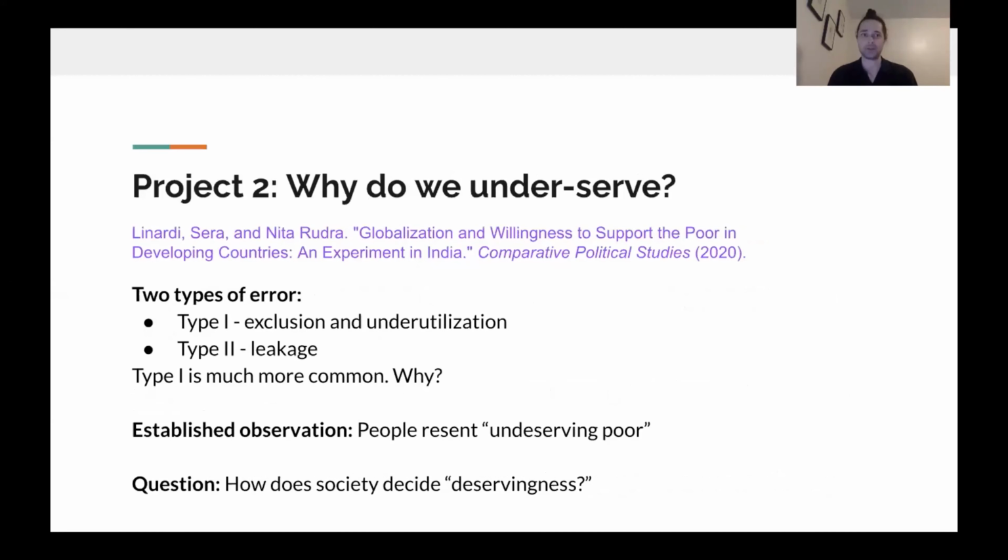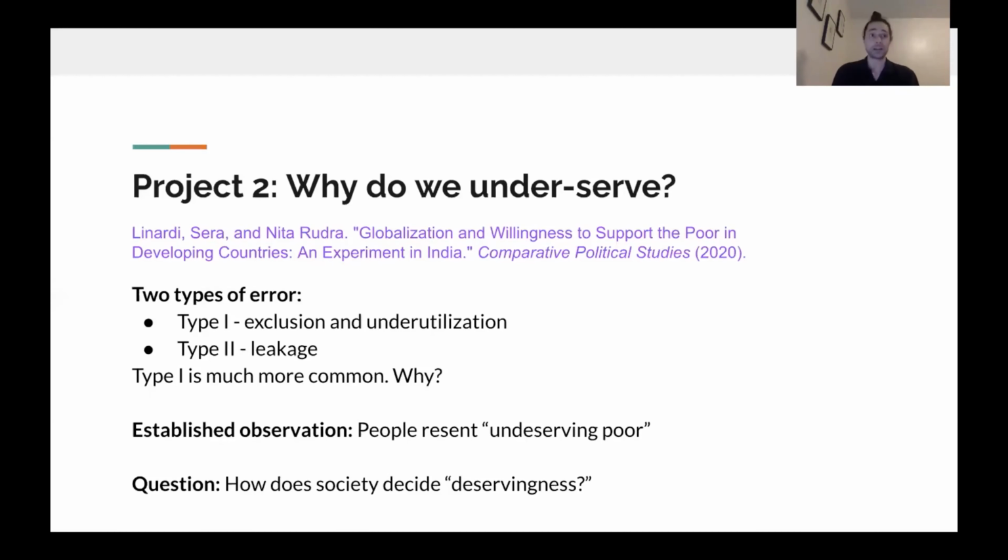On to the second project. This is led by our group's Sarah Lenardi. And it attacks the question of why do we allocate benefits to the people to whom we allocate benefits? So if you look broadly across provision programs, there are two types of errors you might see. There's exclusion errors, so poor people who are not getting benefits, or even poor people who don't even apply if there's an application process. And then leakage. So this is people who don't need the benefits who get them.